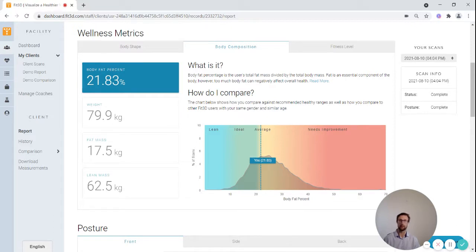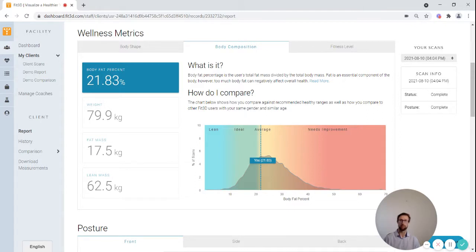The algorithm is based on the client's age, sex, weight, height, and the 1,200 photos that are taken in the 35-second scan. About 450 metrics are gained from that, and all those metrics are put into a formula to spit out your body fat percentage.